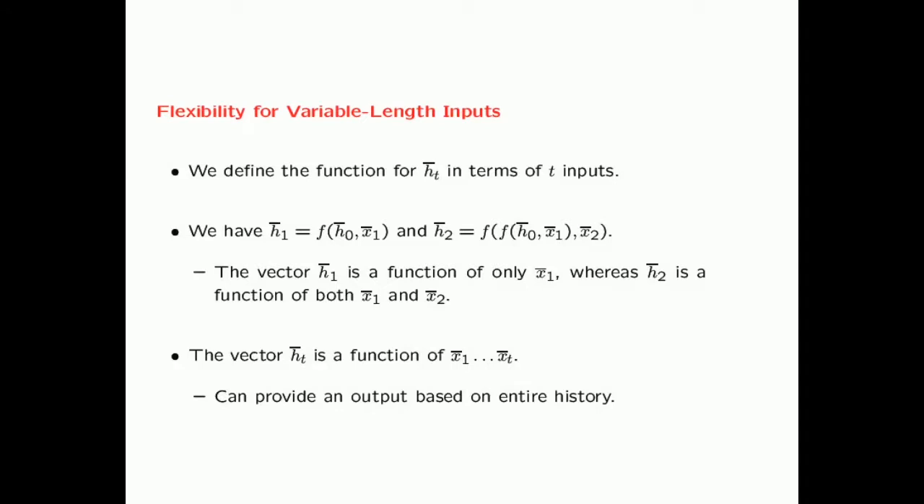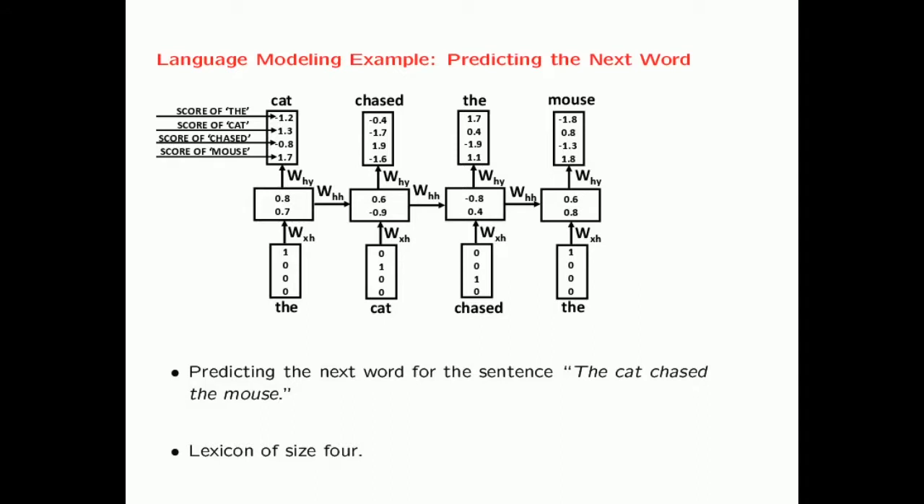Here I give an example of how a language modeling application would work. Again I have that simple sentence, the cat chased the mouse. Here I've simplified it by using a lexicon of length 4, which is simply the, cat, chased, mouse. The occurs twice, so this is a sentence of 5 words with a lexicon of size 4. If you look at the word the, the input is a one-hot encoding with ones and zeros, which tells you that it's the word the.